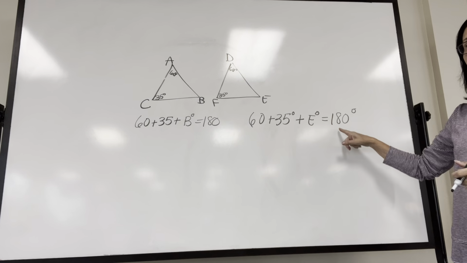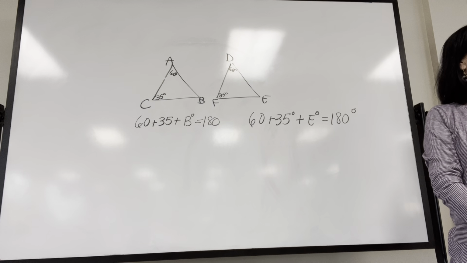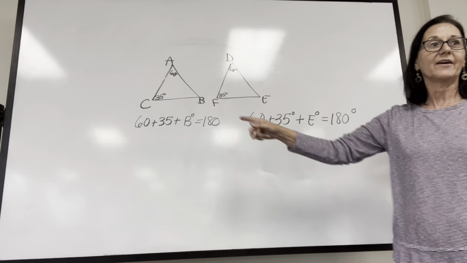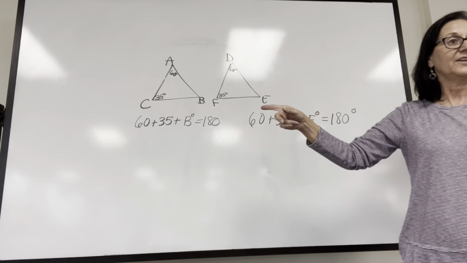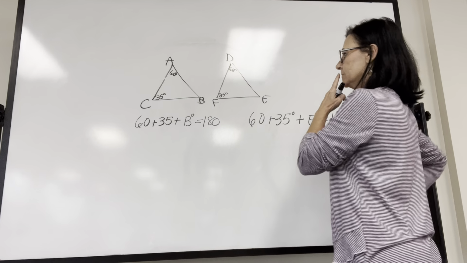Why can I write these statements? Not given? The angles from theorem. The sum of the angles of a triangle equal 180 degrees. That's why I can write that statement. Okay?